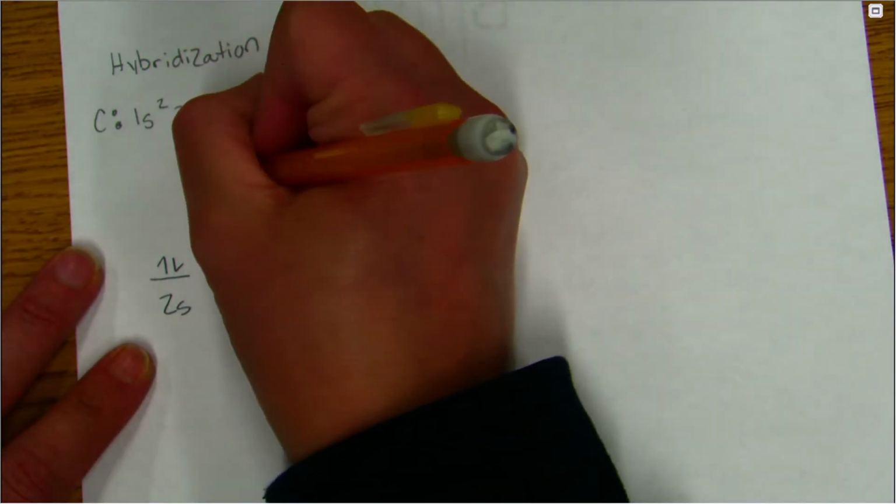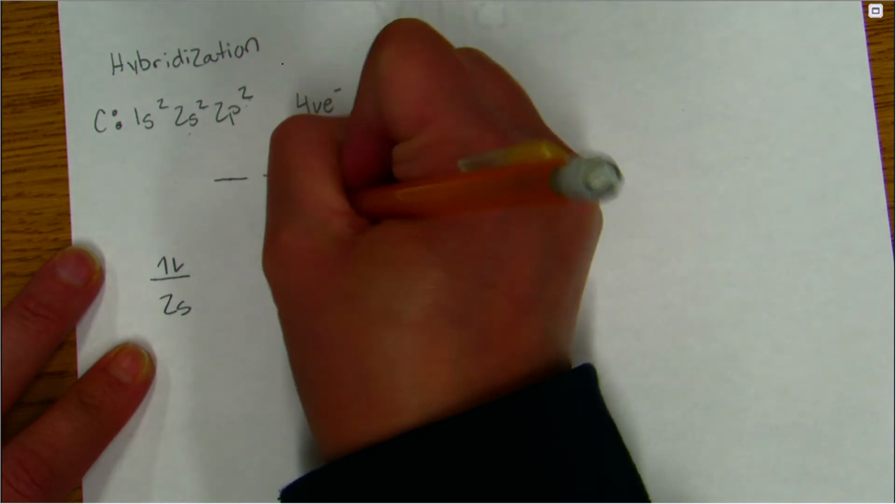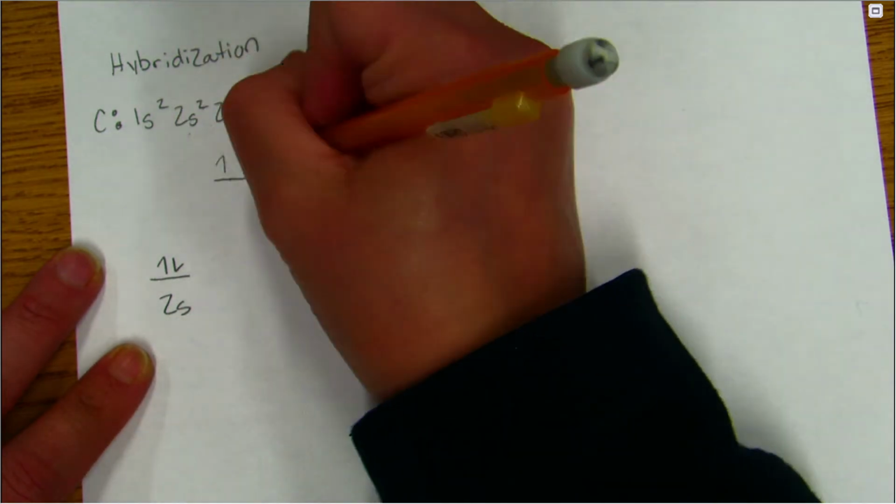So if we were to draw our valence electrons in terms of energy, the 2s has 2 electrons in it, and it has less energy than the 2p. So the 2p has more energy, and the 2p has 2 valence electrons.